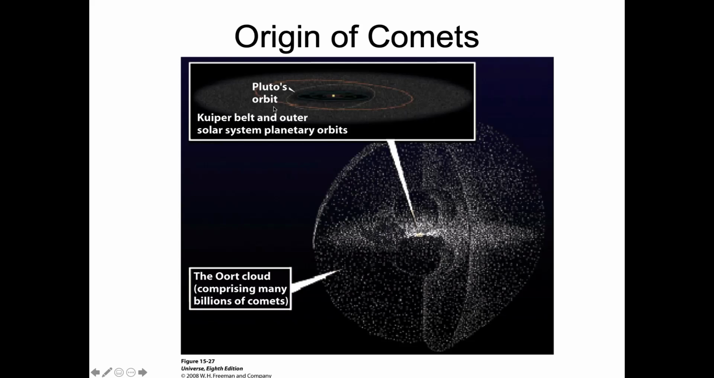There's a lot going on in this image, and it's pretty poor quality, so I apologize for that. But in our solar system, we discussed there are a couple of regions where we find asteroids and comets. Asteroids are found in the asteroid belt, and comets are found in something called the Kuiper belt, K-U-I-P-E-R.